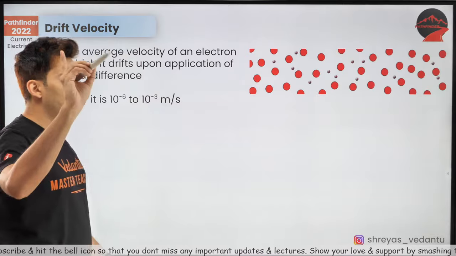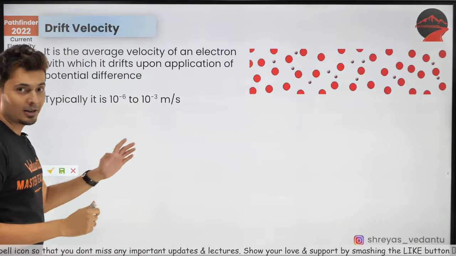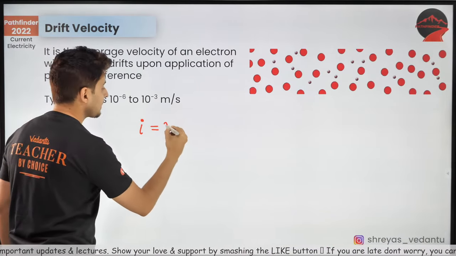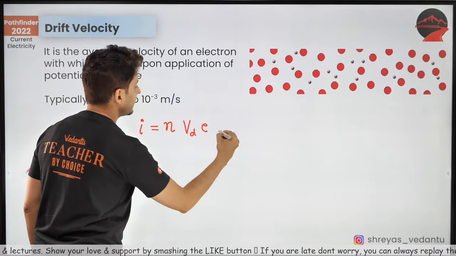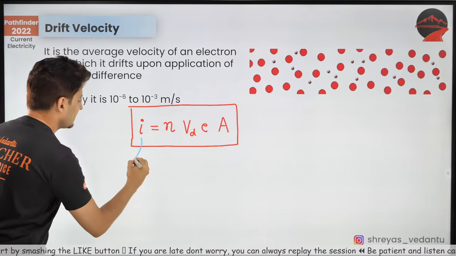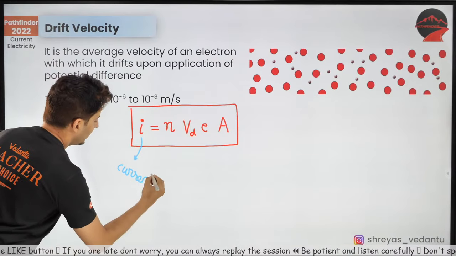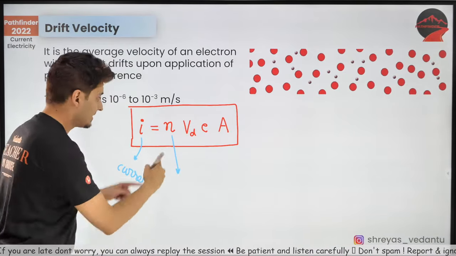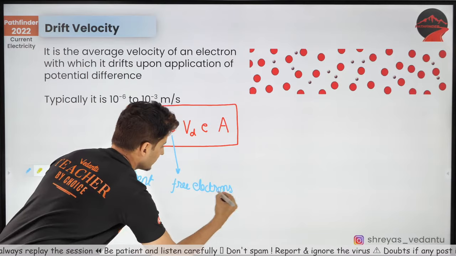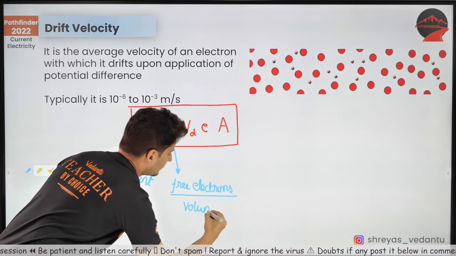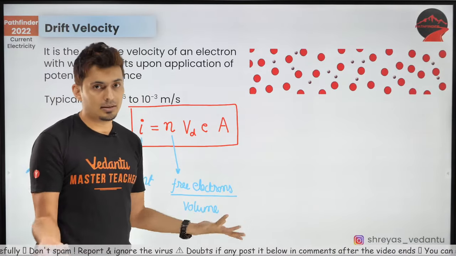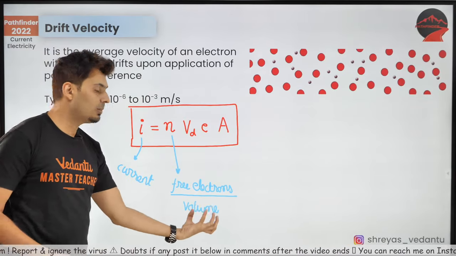Now, there is a simple formula for remembering the drift velocity, and let's see what it is. First of all, remember current is equal to n v_d e A. Now this is the formula. Let me tell you what each term is. I is obviously the current flowing. The small n is the free electrons per unit volume. How many electrons are there per meter cube of that conductor? The more it is, the better the current, the more free charges are available for conduction.